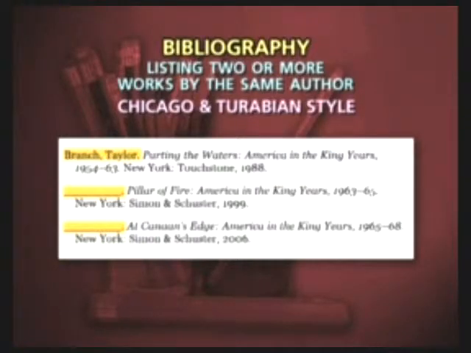Notice that we've listed the works in chronological order based on publication date. Thus, the oldest work is listed first, then the second, and so on up to the newest. So if you have 2 or more books or articles by the same author in your bibliography, this is how you would handle that.